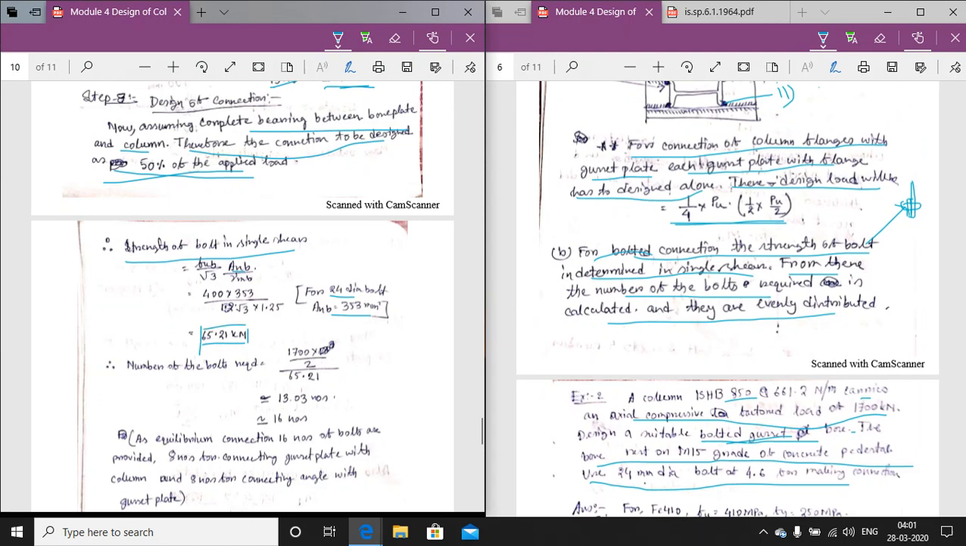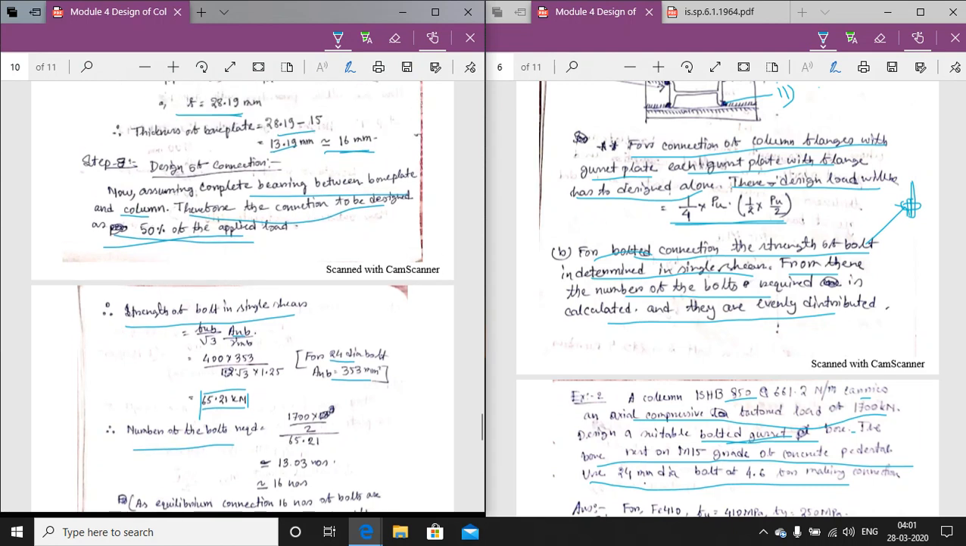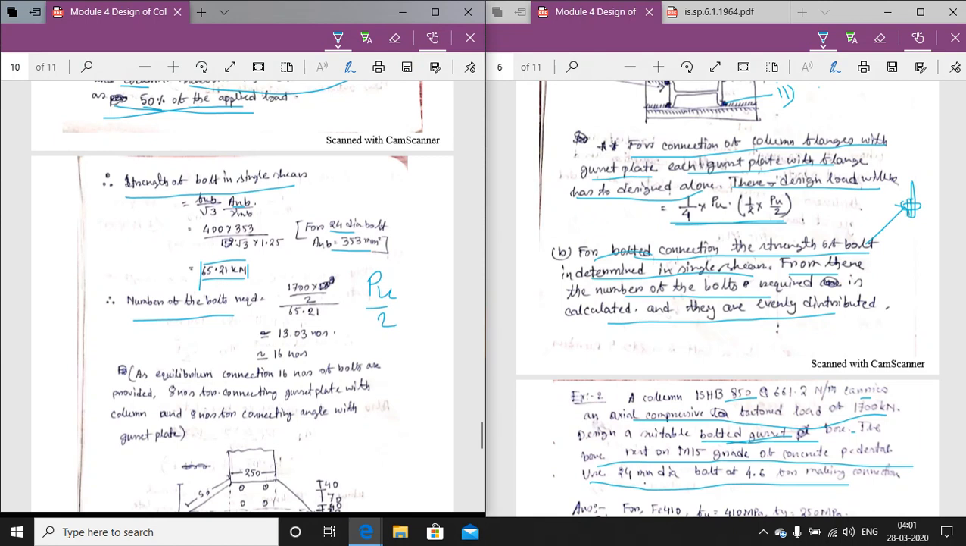Coming to the number of bolts required, it equals the total applied load divided by the bolt strength. What is the applied load? PU by 2. Why PU by 2? Because 50% of the load passes through the connection, so the connection will be designed for PU by 2. So 17,000 by 2 by 65.21 equals 13.03 nos.